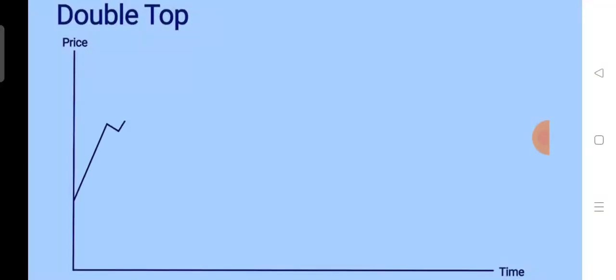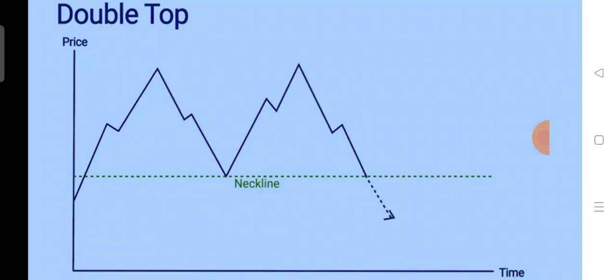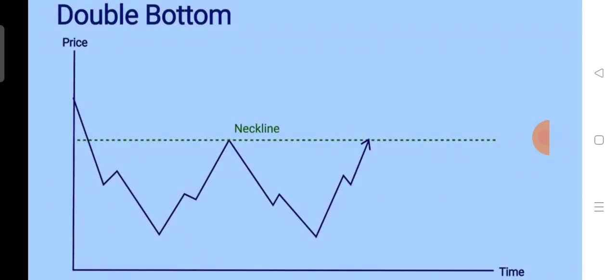Normally what happens is that once the double top is formed, price breaches the neckline and then there is a pullback to the neckline and then falls again. So this is a secondary selling opportunity. Similarly, in the case of double bottom, once the price breaches the neckline, normally, not always, there is a pullback to the neckline and then the price rises again. This is the secondary buying opportunity.